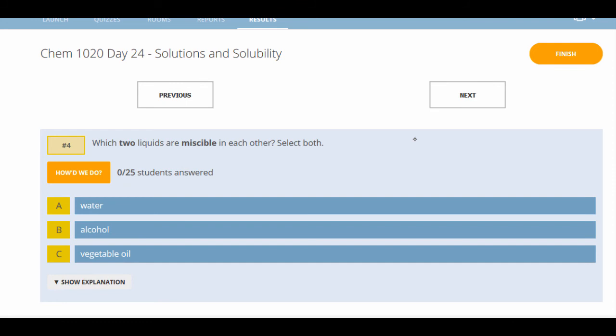So let's see what you can do with these three fluids. You need to pick out two of them. Again, which two liquids are miscible in each other? In other words, which ones can we mix together in any proportion? We'll count down. 5, 4, 3, 2, 1. All right. Exactly. Alcohol and water.